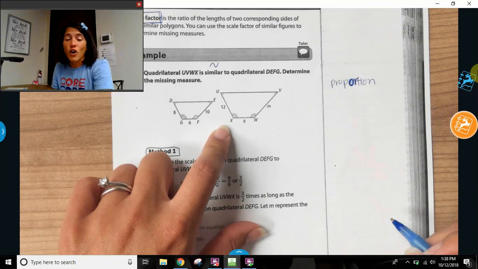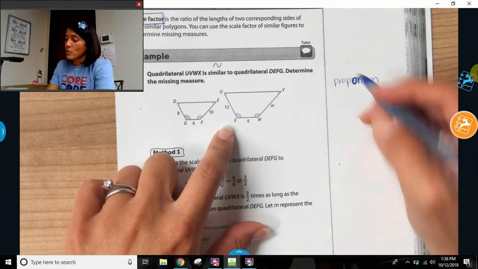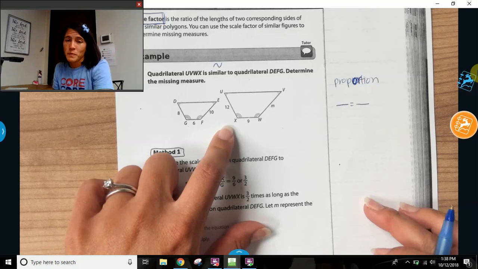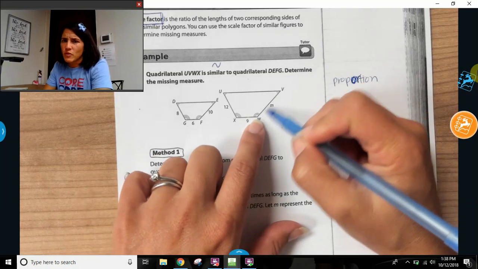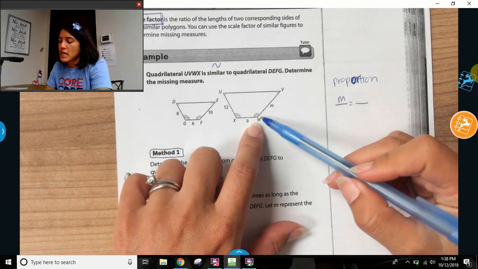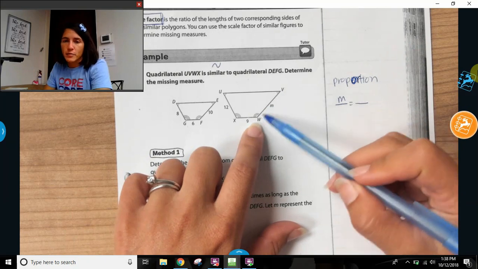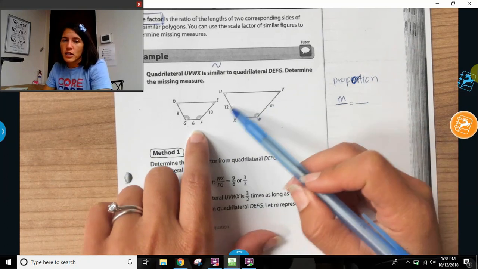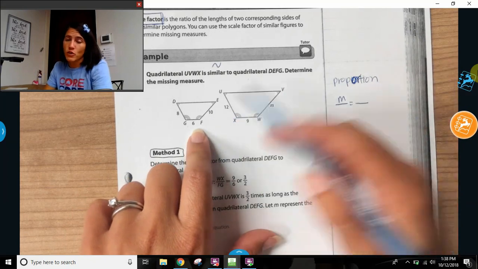You know that these are proportional. So we're going to set up a proportion, which is two equal ratios. I'm just going to start with the one that we're missing because it gives us a starting point. We're missing VW right here. VW corresponds to EF. So that's why it's important to know the corresponding part.